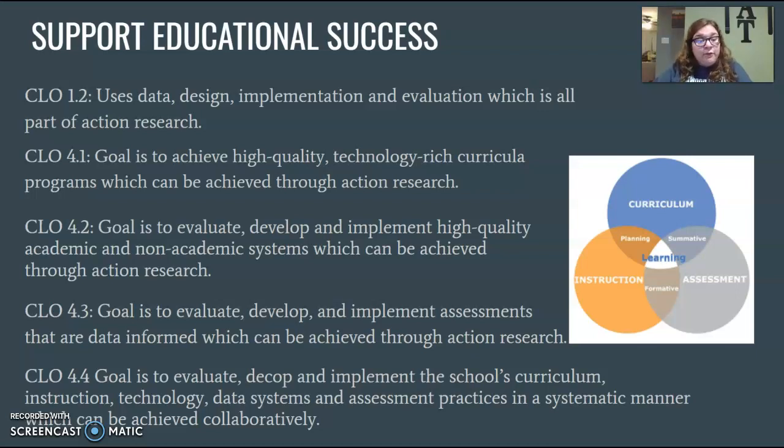So we had the curriculum, we had the systems that we use, and the assessments. And so then I felt 4.4 was kind of just a summary of all of them, that it wants us to evaluate, decompose, and implement the school's curriculum, instruction, technology, data systems, and assessment practices in a systematic manner, which can be achieved collaboratively.